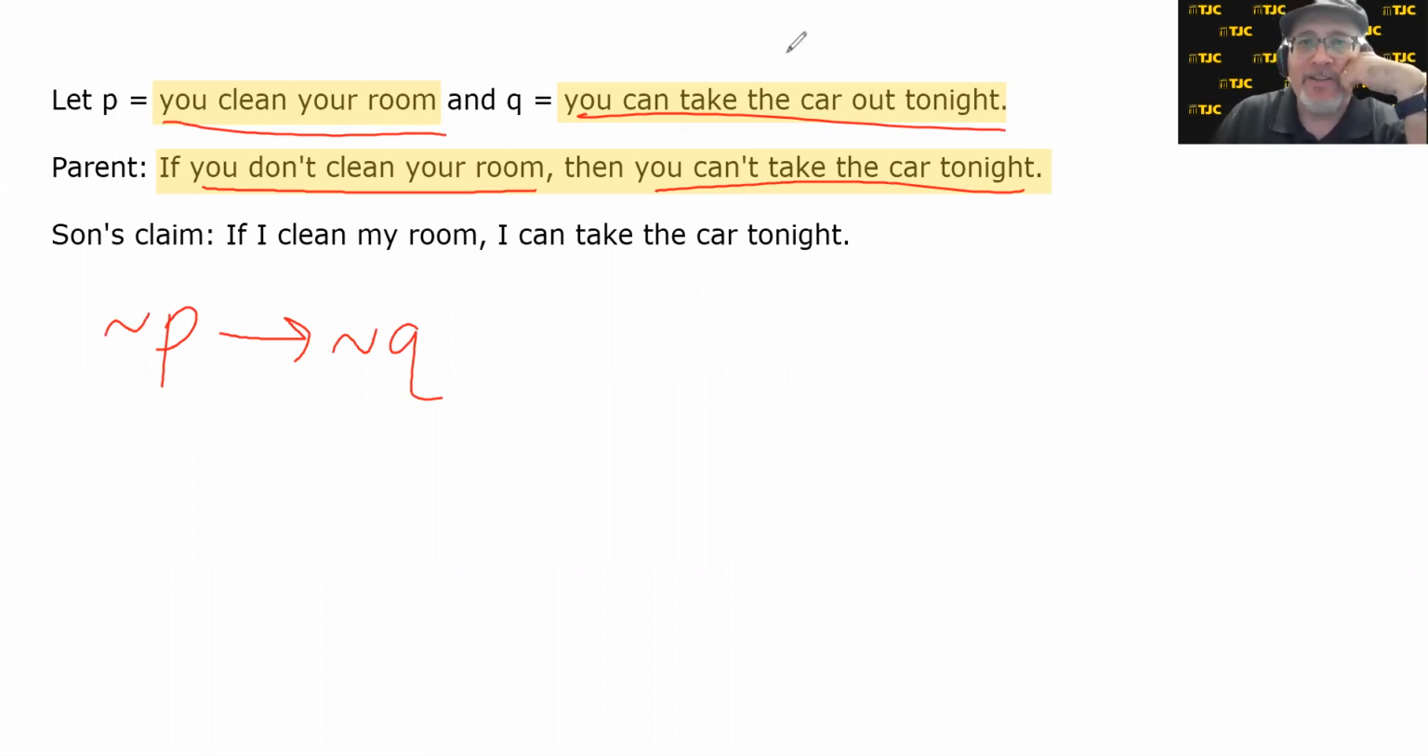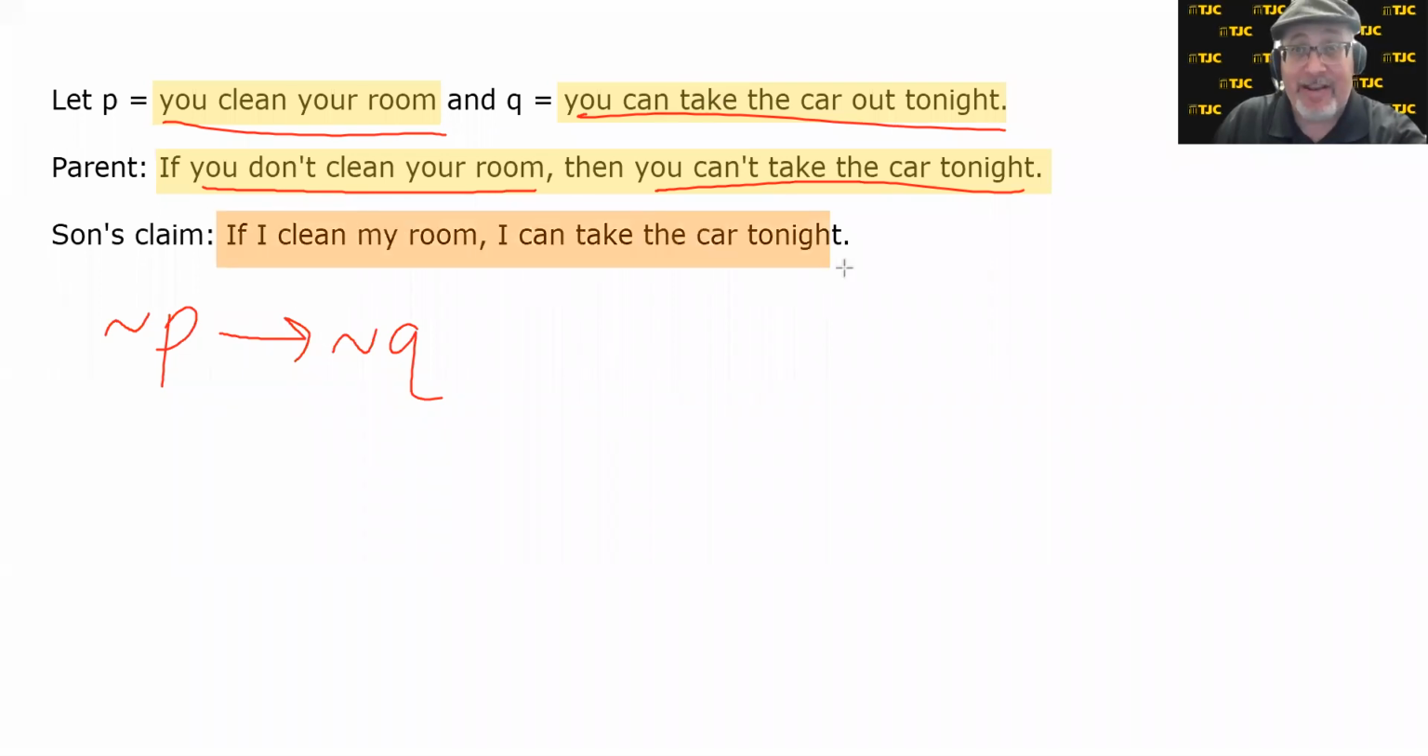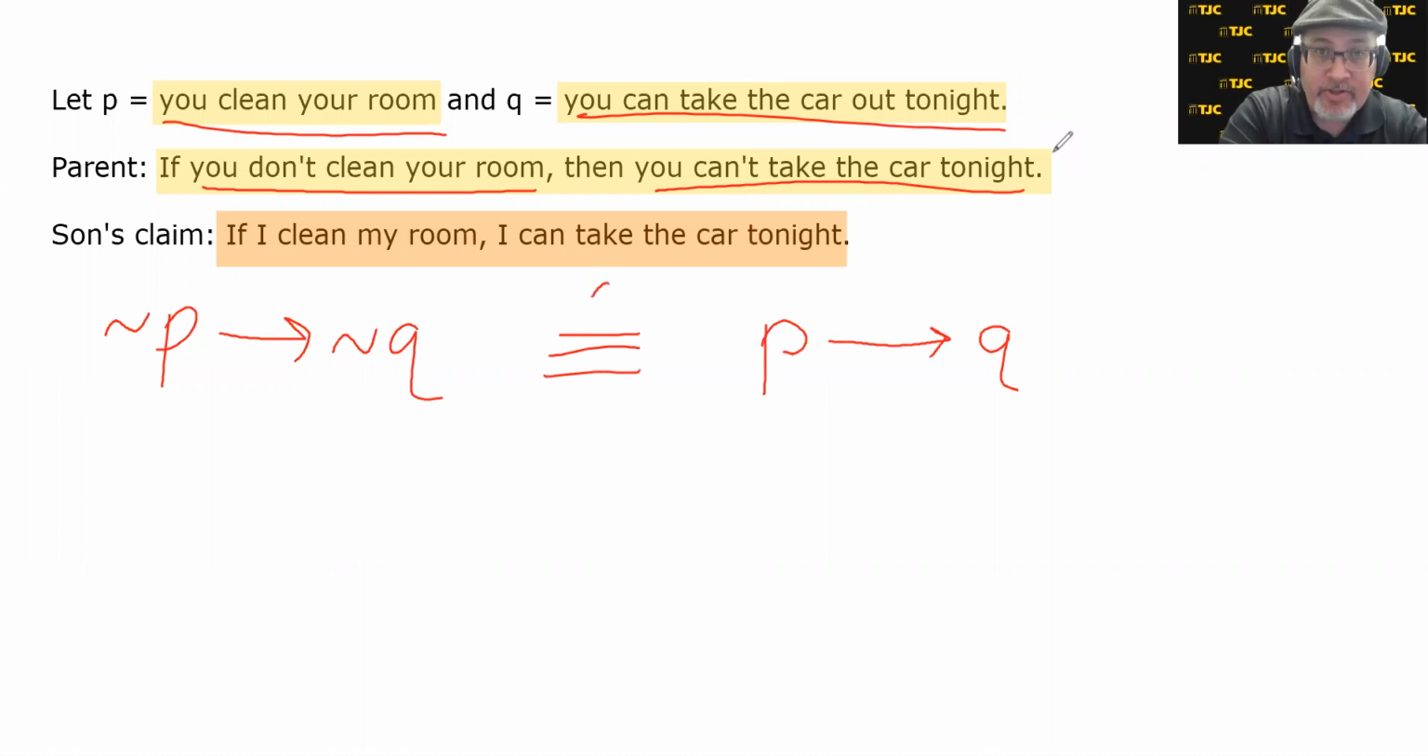But what does my son claim that I said? And by the way, this is fictitious because I don't even have a son, I have a daughter. My son claims that I said, if I clean my room, so it's another conditional, if I clean my room, that's P, then I can take the car out tonight. That's Q. So we said two different conditionals. One has two negations, one doesn't, but are these equivalent? In other words, we're trying to answer the question, are these equivalent?